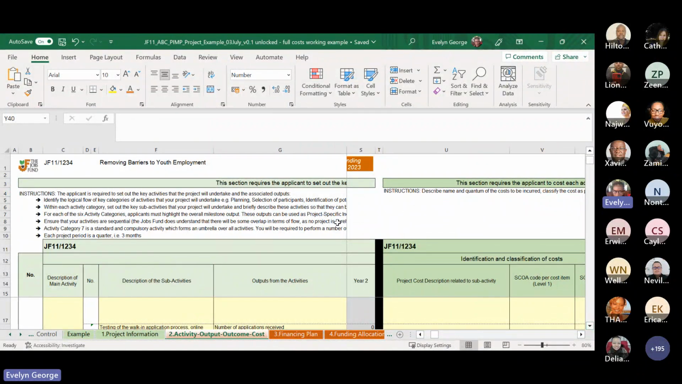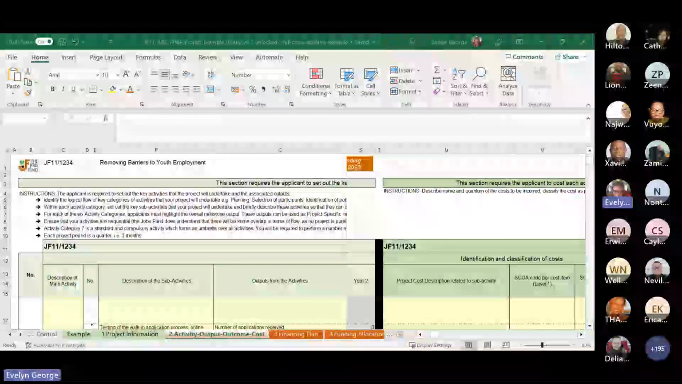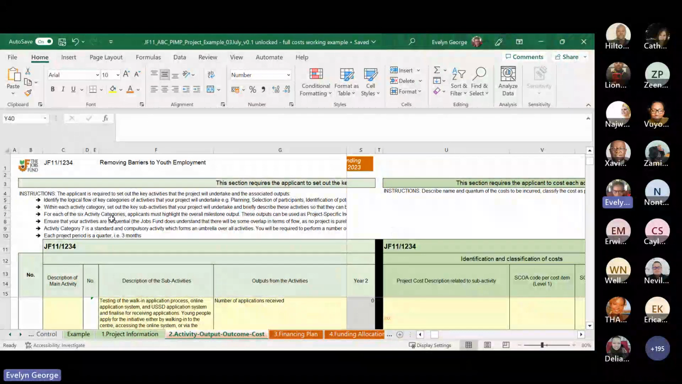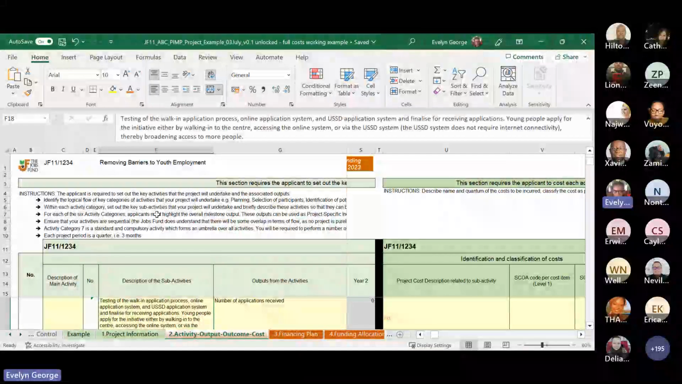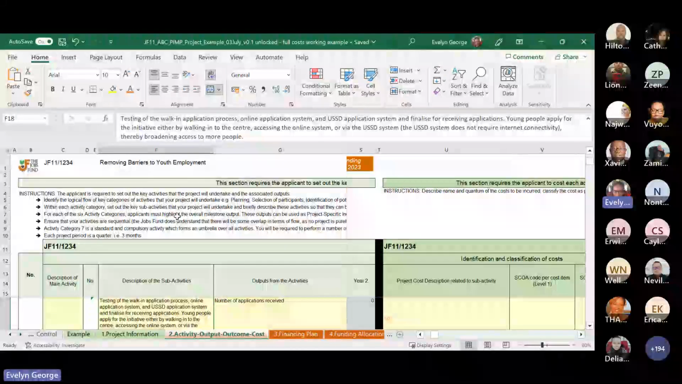So if we reflect on the project example, colleagues, we have pre-populated advertising and social media campaigns, and Zamile has worked through that a bit, and the costing also follows the assumptions around number, frequency, etc. I want to draw your attention to activity 1.2, where the sub-activity is the testing of the application process, and one of the outputs from those activities is the number of applications received.